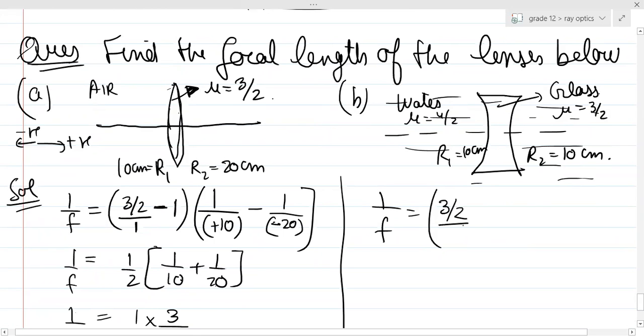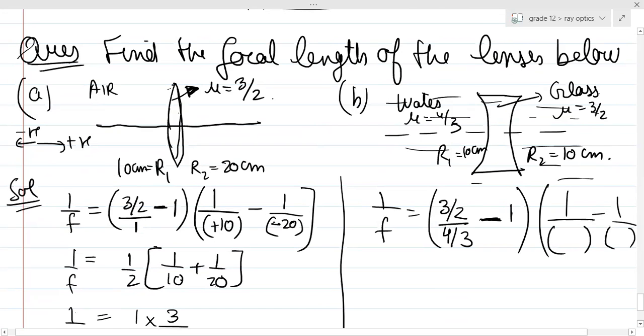3 by 2 divided by 4 by 3, minus 1, into 1 by... Please tell me for the signs. R1 will be positive or R1 will be negative? R1 is negative, negative 10 centimeter, and R2 will be positive, plus 10. Is it clear?